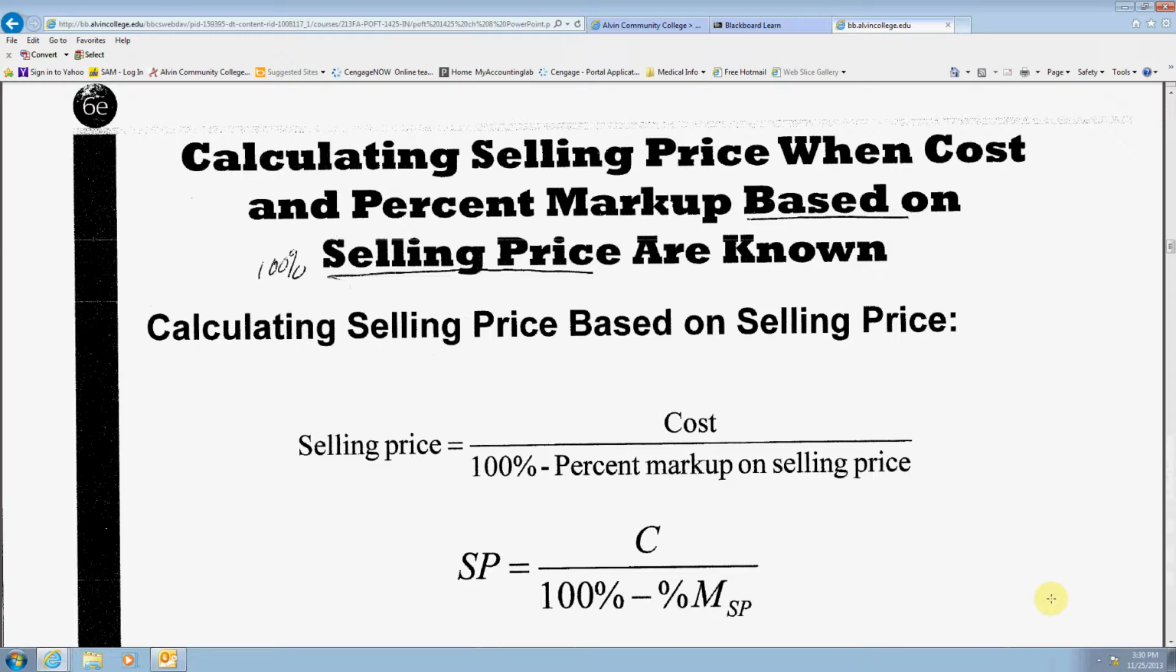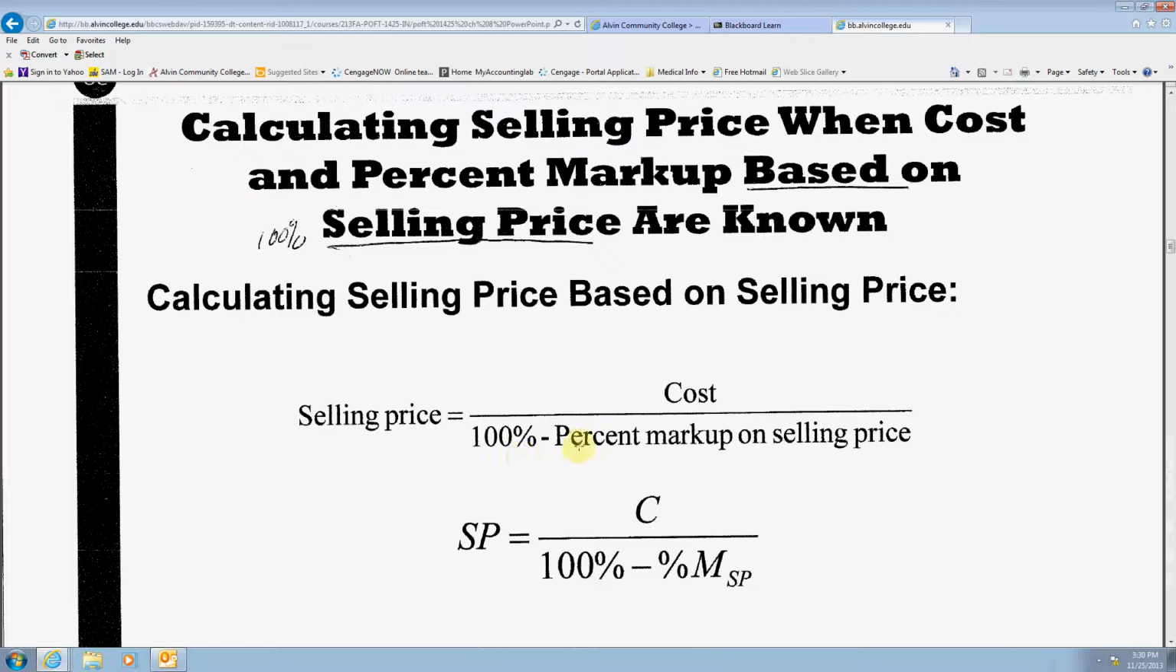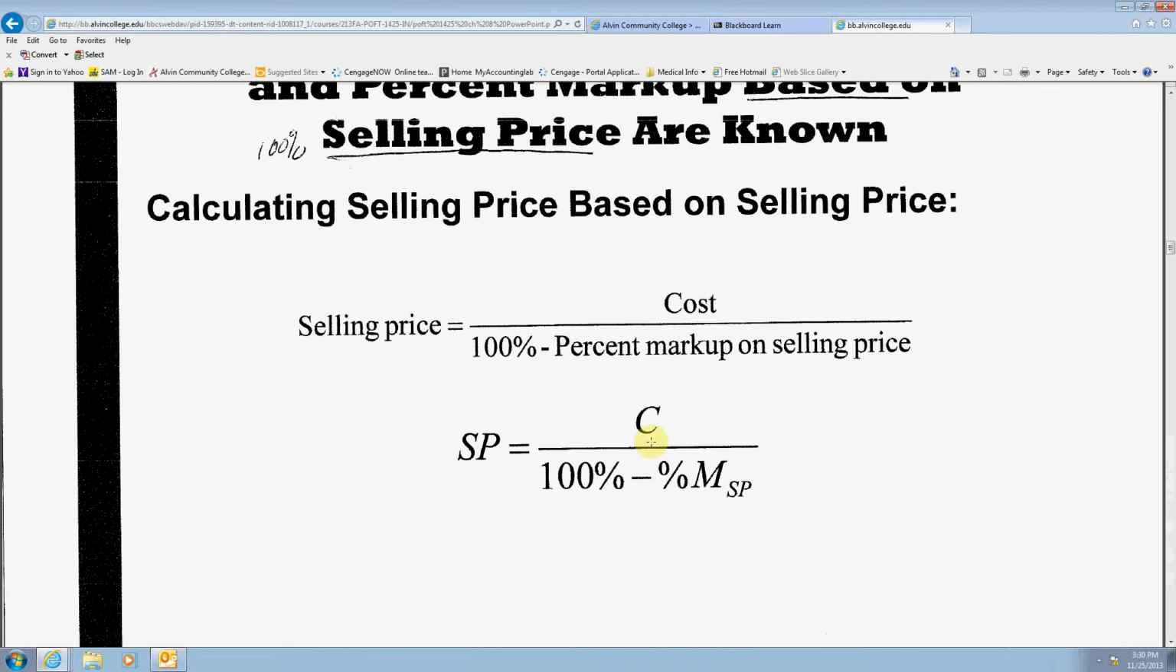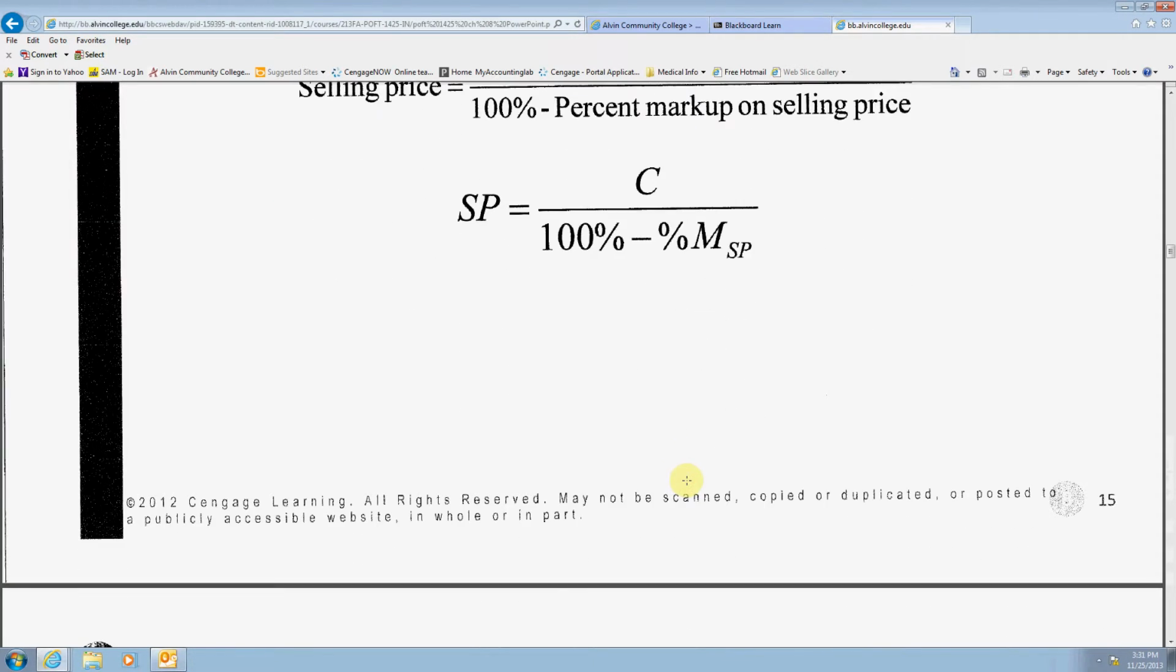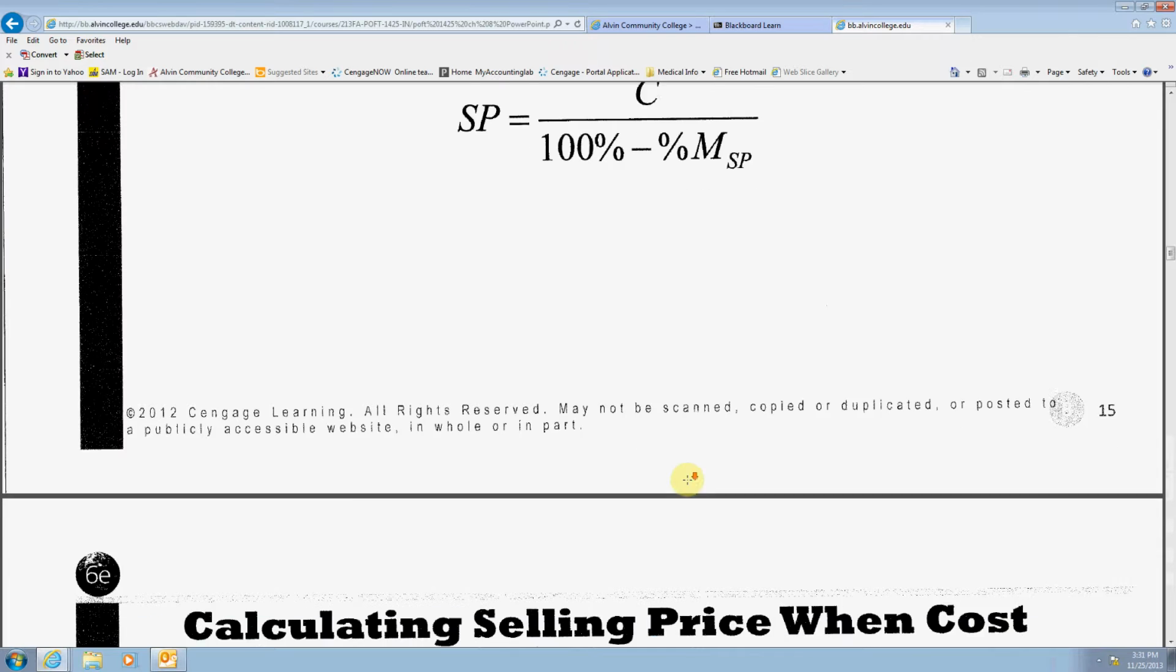At the bottom of page 241, you'll find calculating selling price when cost and percent markup based on selling price are known. So the selling price is equal to cost divided by 100% minus the percent markup on selling price. Cost divided by 100% minus the percent of markup on sales price. And we're going to use that formula.